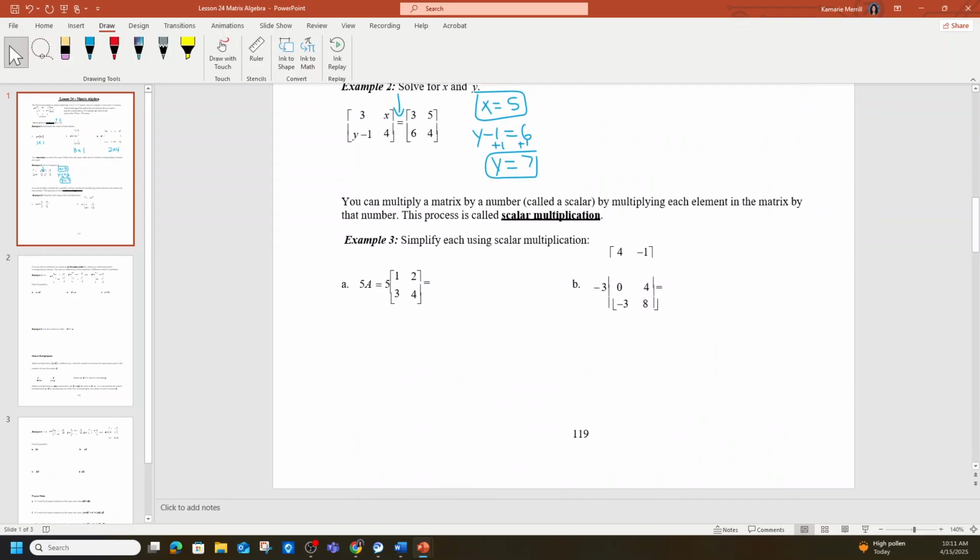Okay. Here are some things you are allowed to do with matrices. One is scalar multiplication. Scalar is a number only. You can multiply a matrix by a number, known as a scalar, by multiplying each individual element with that number. So the process is called scalar multiplication. If I tell you to do 5 times A, it's technically telling you to do 5 times all those elements, and that means you get a 5 here, a 10 here, a 15 here, and a 20 here. So this is scalar multiplication.